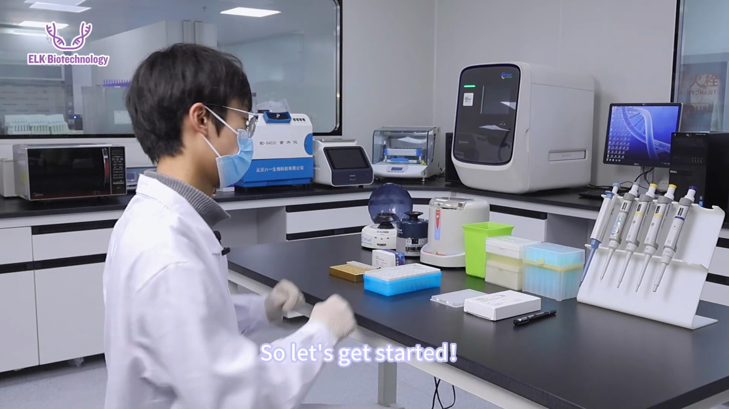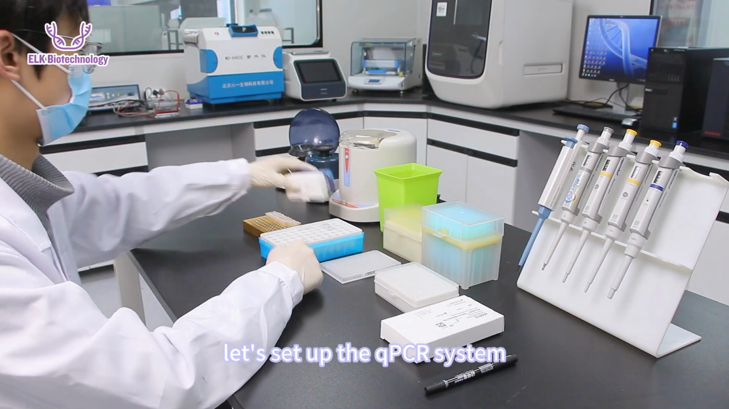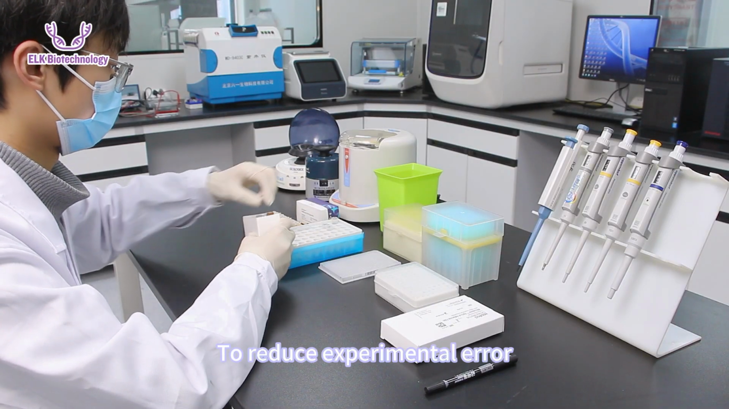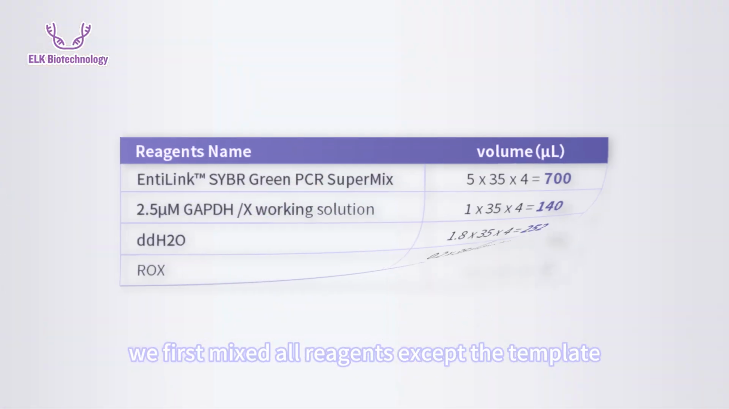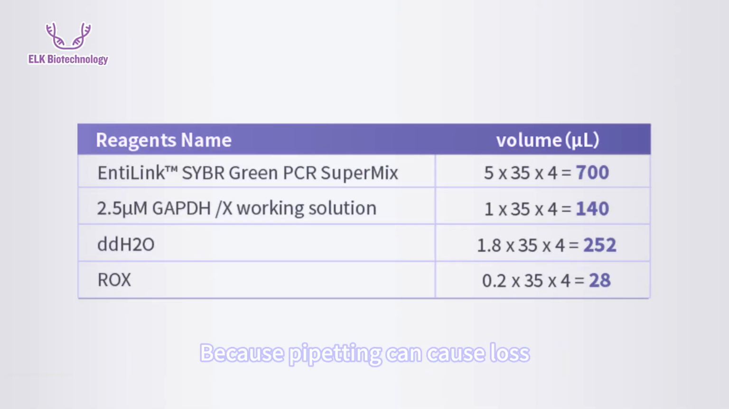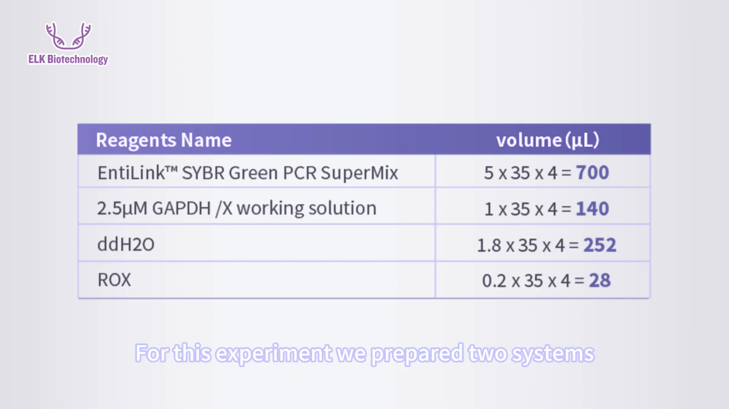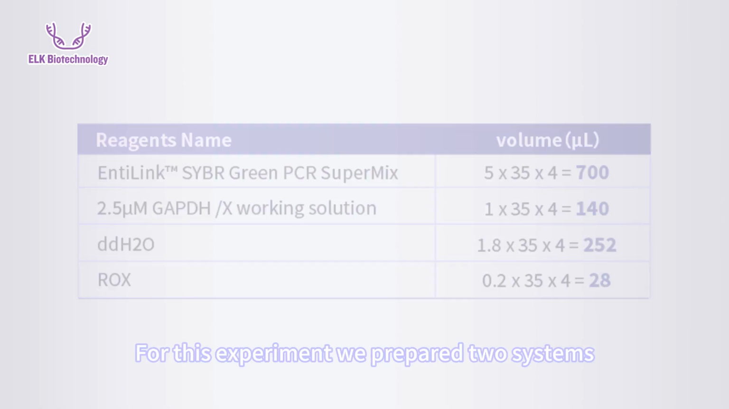So let's get started. First, let's set up the qPCR system. Note that we performed 4 replicates for each gene. To reduce experimental error, we first mixed all reagents except the template. Because pipetting can cause loss, we needed to prepare a larger amount of each component. For this experiment, we prepared 2 systems.